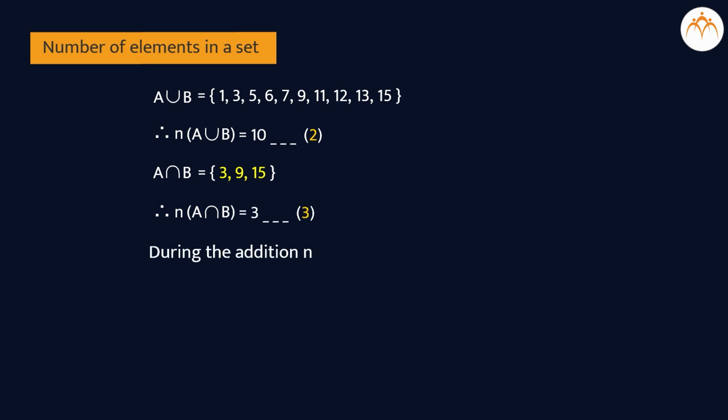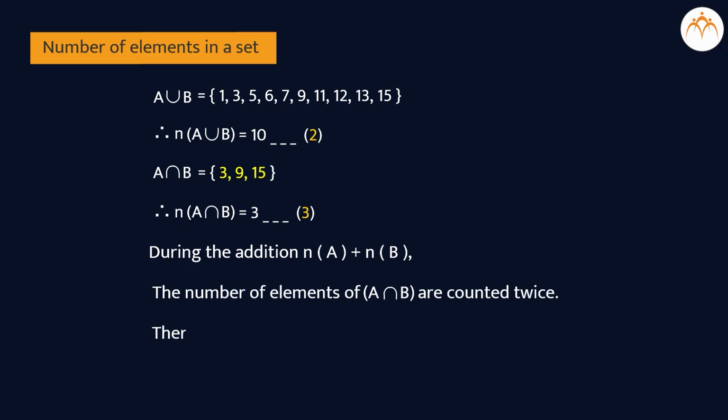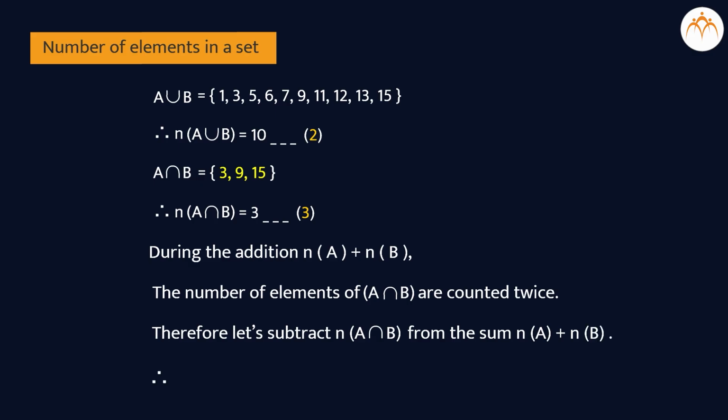During the addition n(A) + n(B), the number of elements of set A ∩ B are counted twice. Therefore, let's subtract the number of elements in set A ∩ B from the sum n(A) + n(B). Therefore, n(A) + n(B) − n(A ∩ B) is equal to 8 + 5 − 3 equals 10, equation 4.